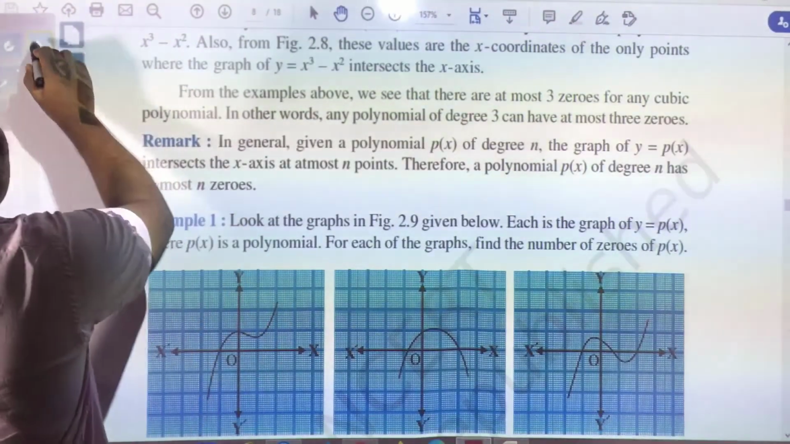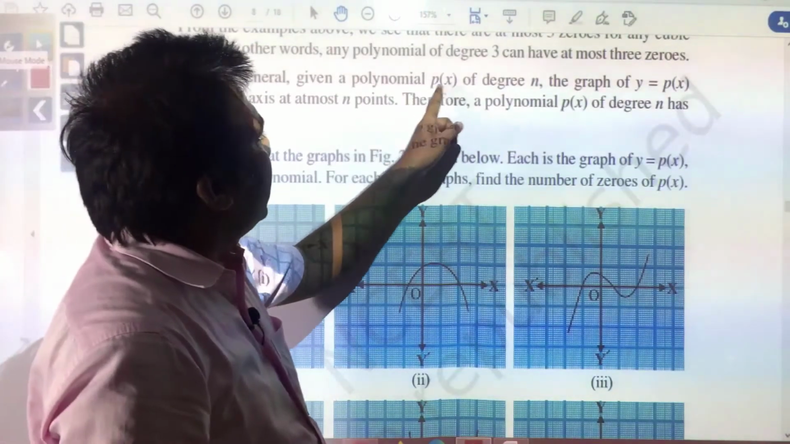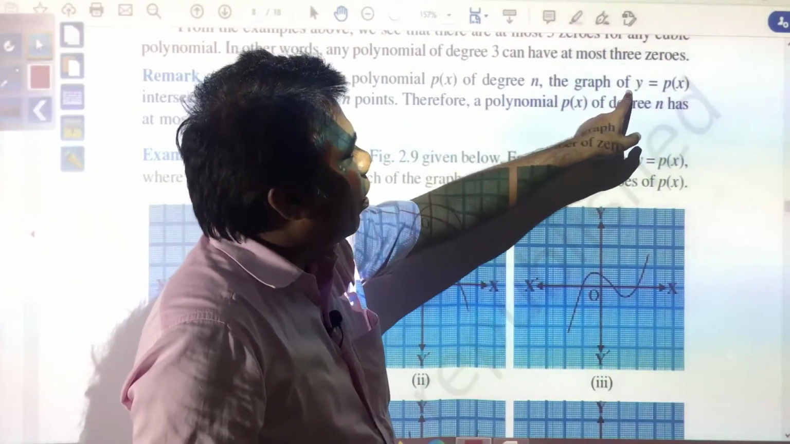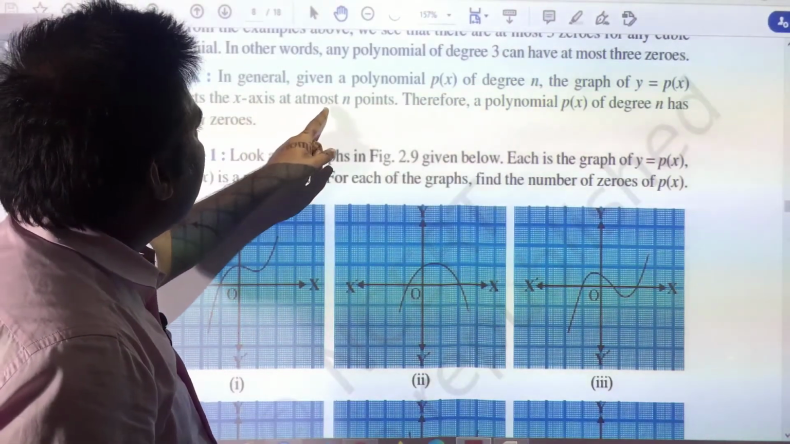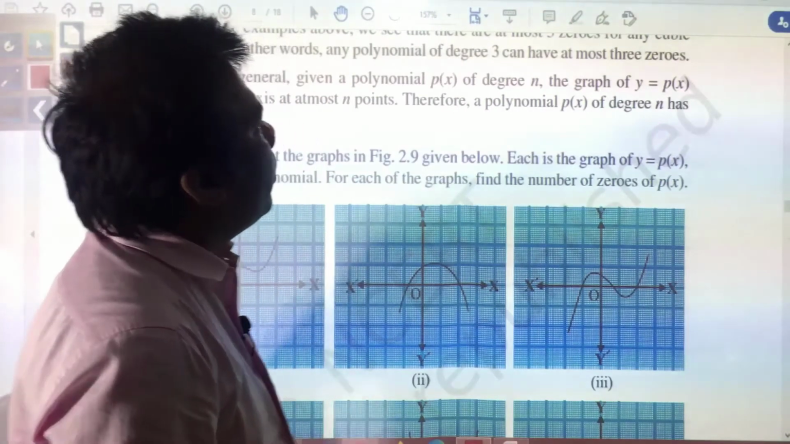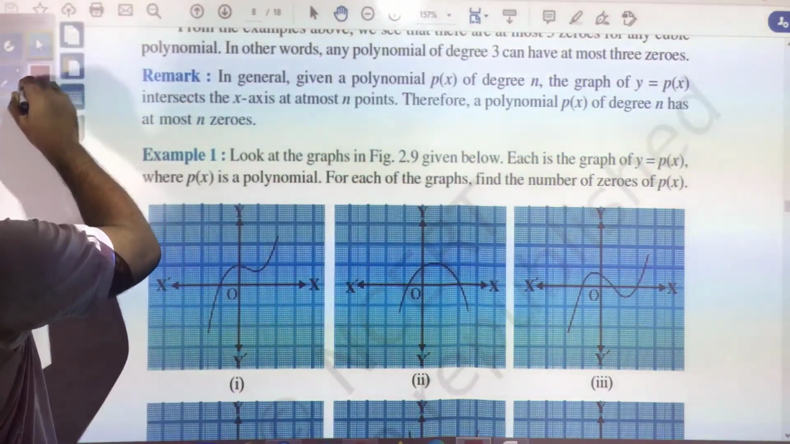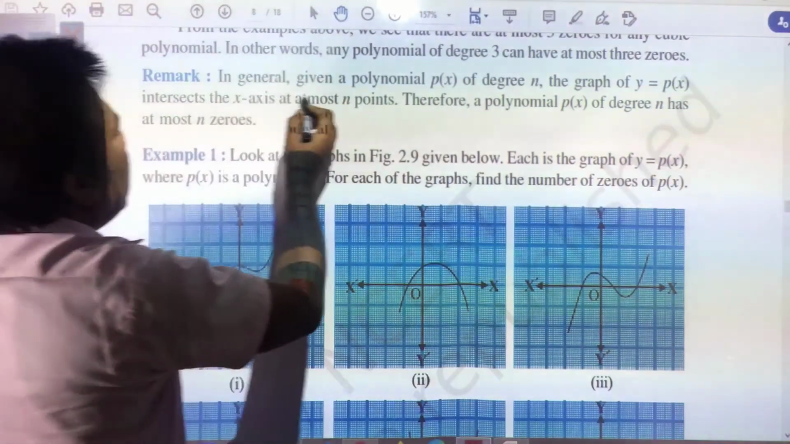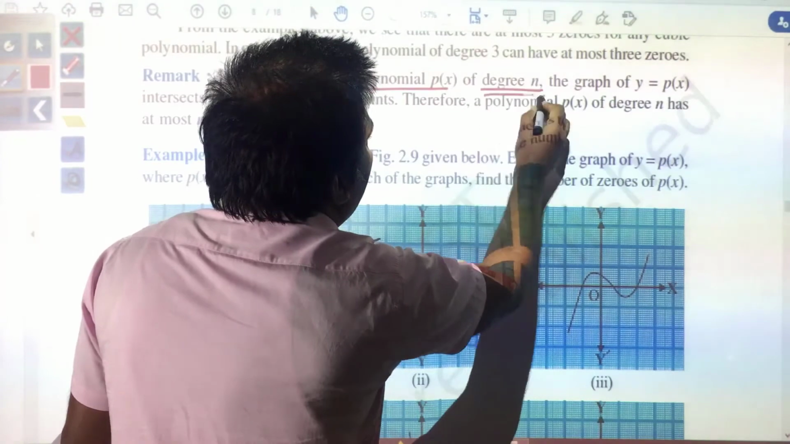So, here some remarks have been given. In general, given a polynomial p(x) of degree n, the graph of y equals p(x) intersects the x axis at most n points. Therefore, a polynomial p(x) of degree n has at most n zeros. This you need to remember. This is very important.